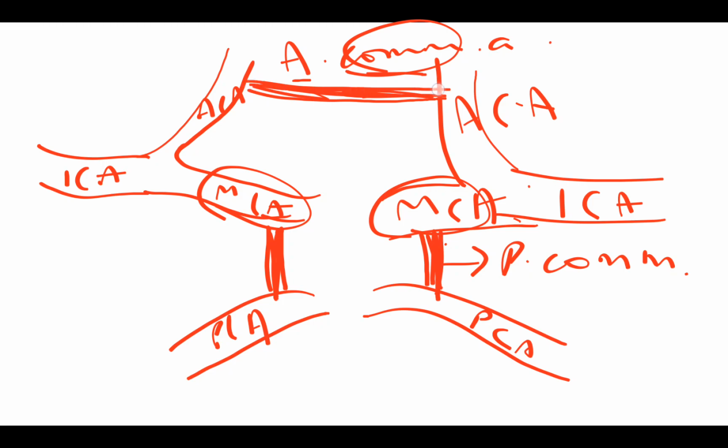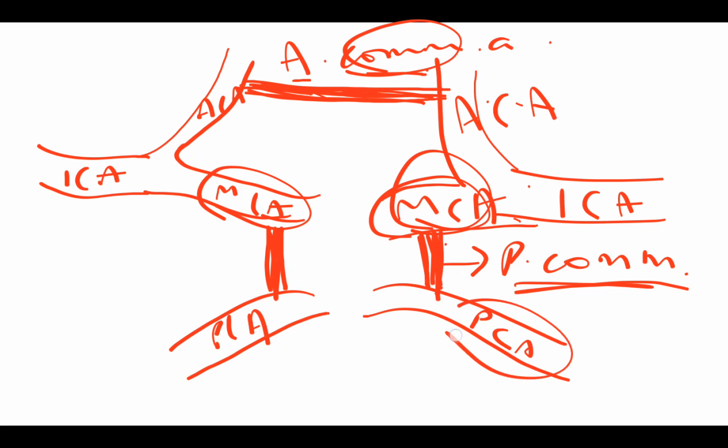So anterior communicating artery we have one, and we have two posterior communicating arteries. Alright, because anterior communicating artery is the communication between the two anterior cerebral arteries, whereas posterior communicating arteries are the communication between MCA and PCA on either side, on both the sides. Alright. So now let's talk about the posterior side of the brain.